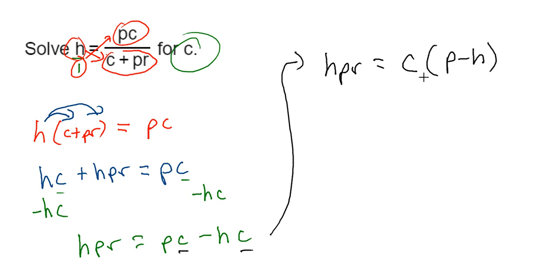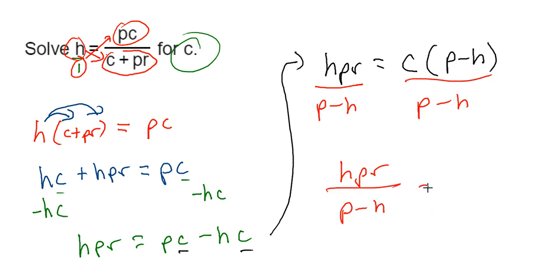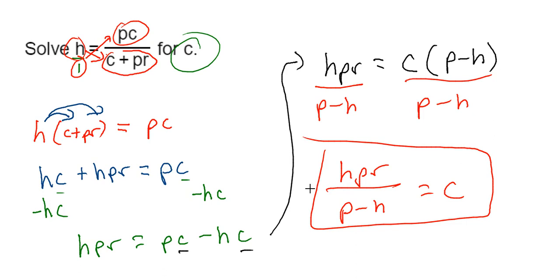And then the last step is to divide by p minus h. And so we get hpr over p minus h equals c. That's solving it for c. So I hope you had some success with this problem.